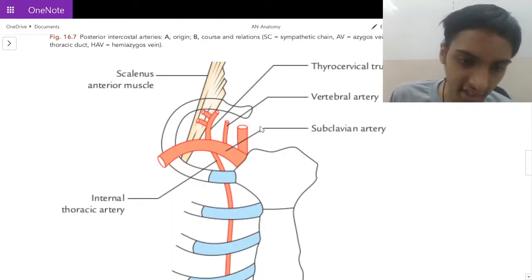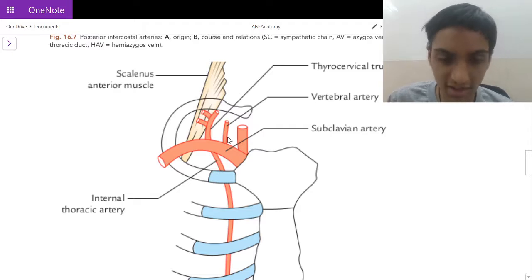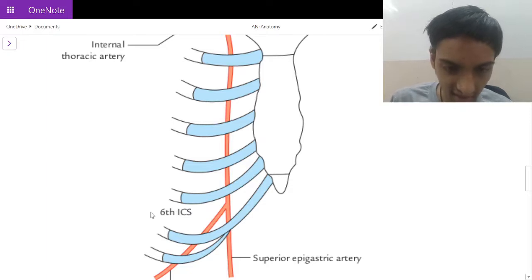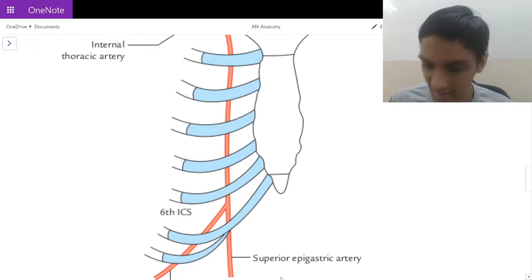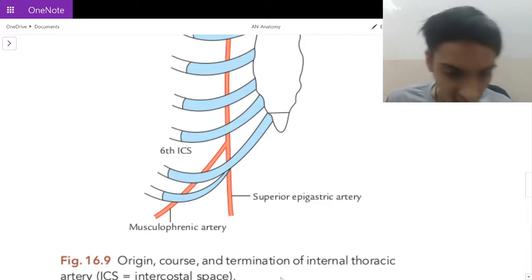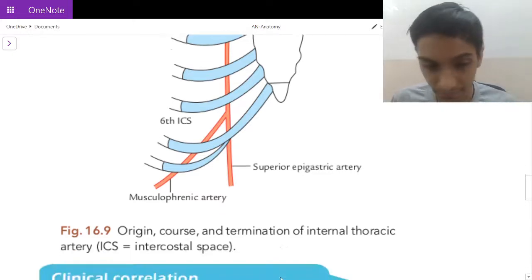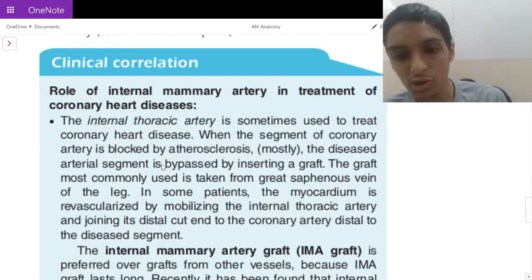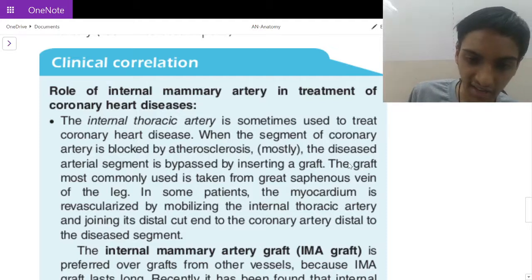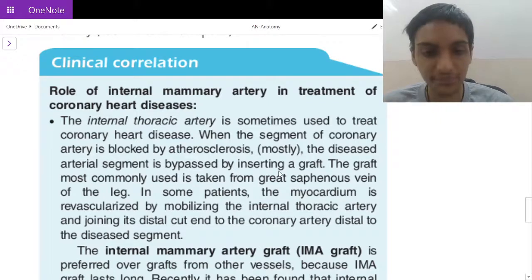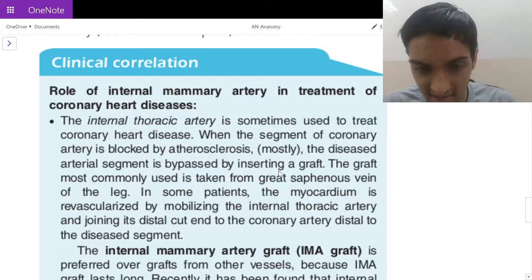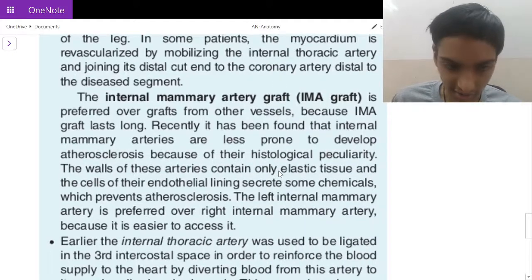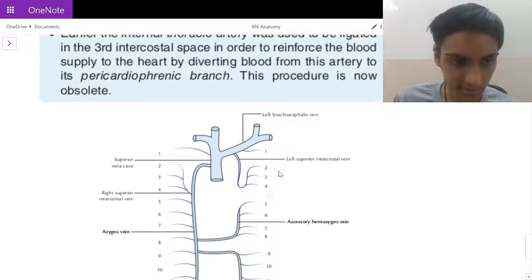This is the course of the internal thoracic artery. It is a branch of the subclavian artery. You can see that it's descending downwards, and at the 6th intercostal space it divides into the superior epigastric and the musculophrenic artery. And applied, just remember, it is used in treatment of atherosclerosis, and the great saphenous vein is taken for grafting. The myocardium is revascularized by mobilizing the internal thoracic artery and joining it with the coronary artery. So this is all important only.